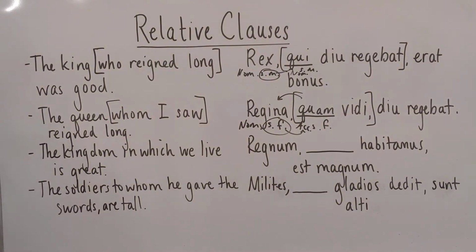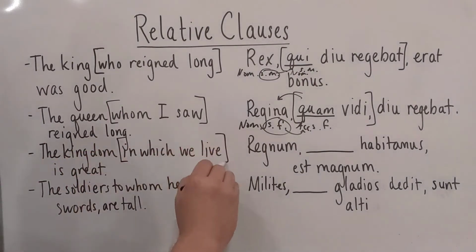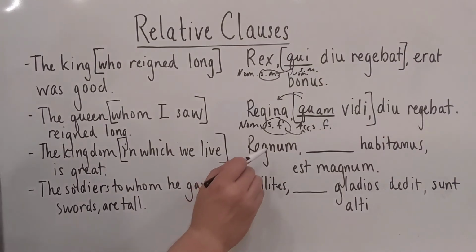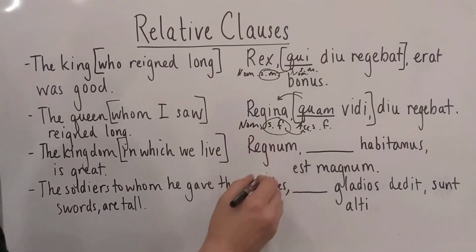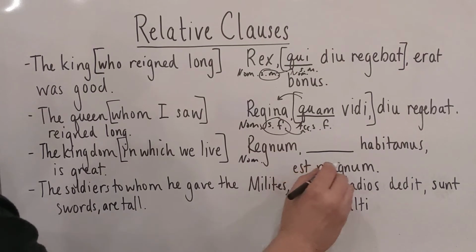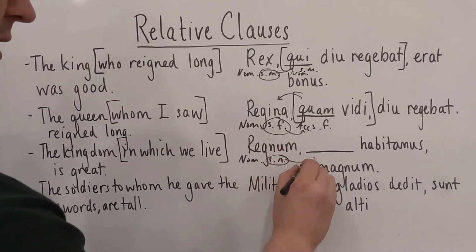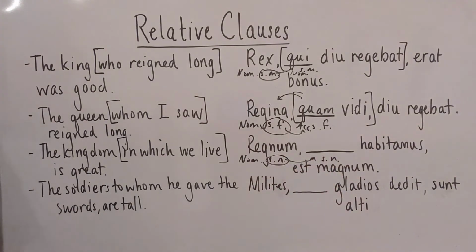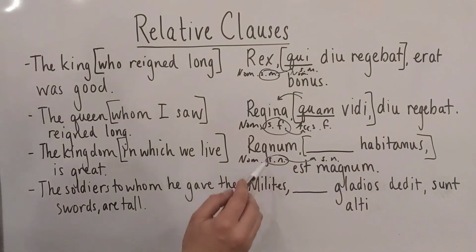The third sentence, the kingdom in which we live is great. So we have the kingdom in which we live, with the relative clause being in which we live. In Latin, we have regnum, blank, habitamus est magnum. Remember that regnum is neuter. So if this is nominative, being the subject of est, and its predicate magnum, and it's singular and neuter, that means that the relative pronoun must likewise be singular and must also be neuter to agree with it. It does not have to be nominative like regnum is.